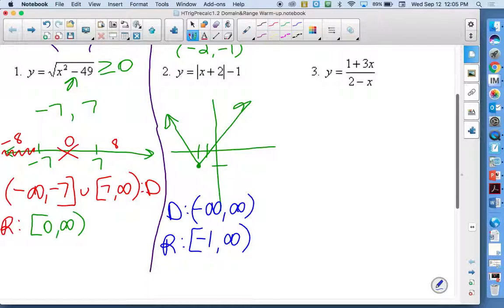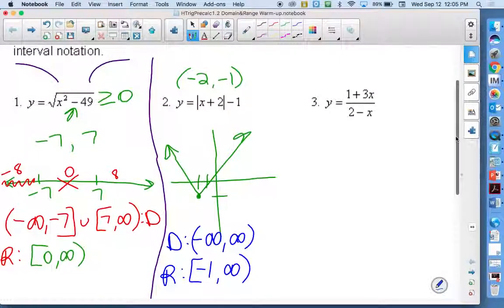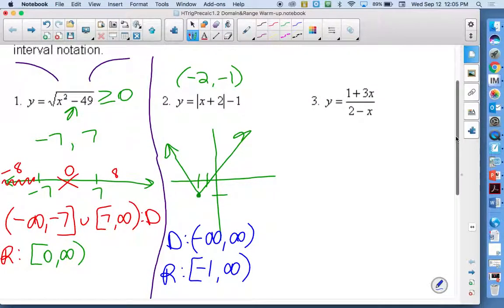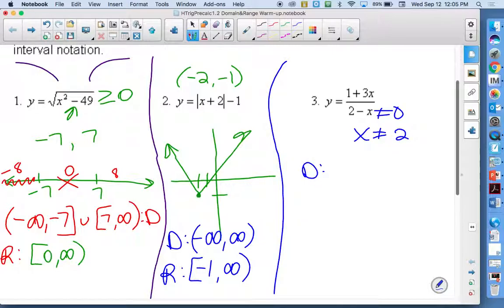All right, the last one is a fraction. Ethan, what do you know when you have a fraction that you have to think about for domain? Bottom cannot equal 0, so in this case, x cannot be 2. So what does that mean for our domain? So here's 2. It's not allowed to be 2.